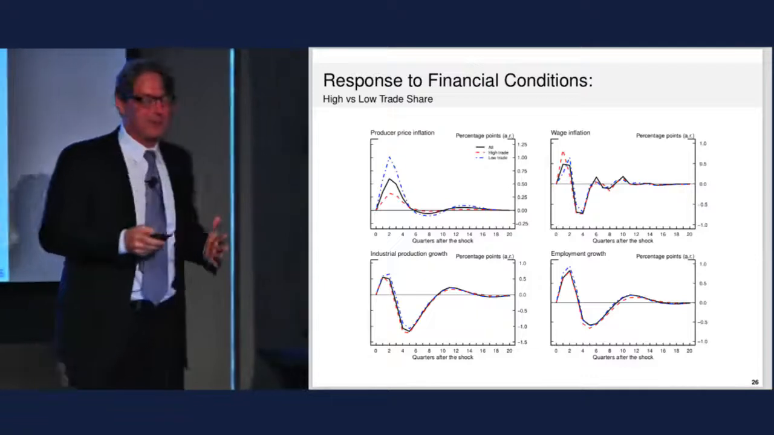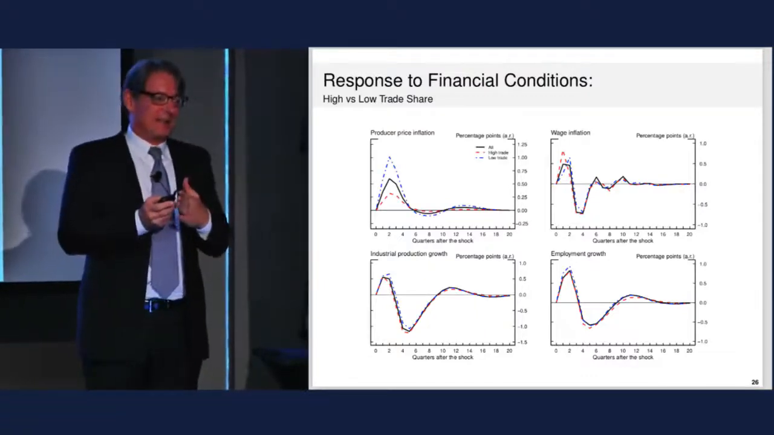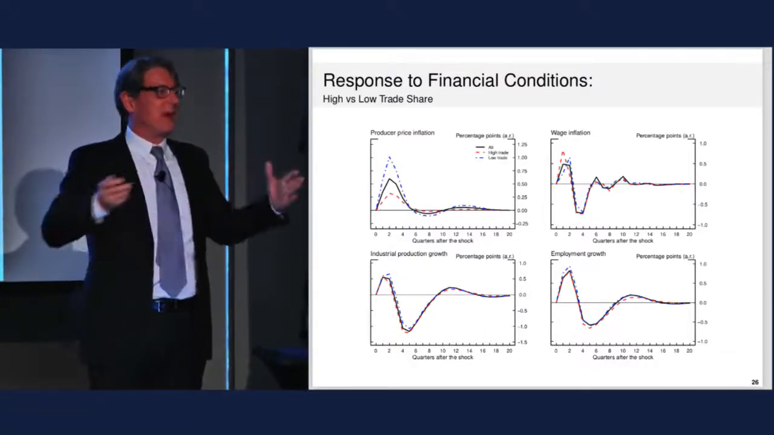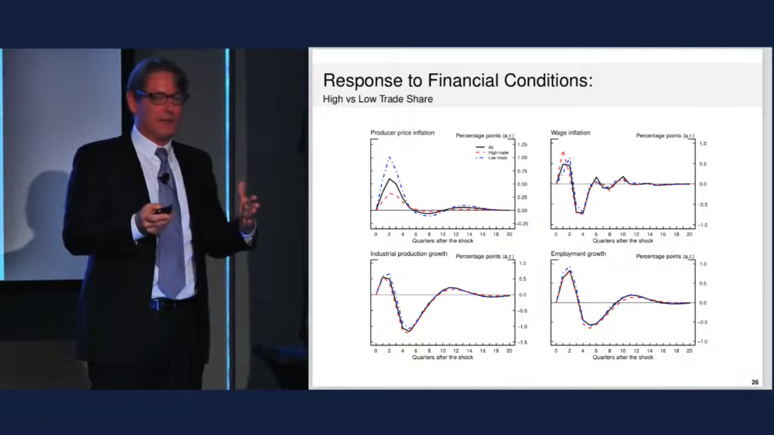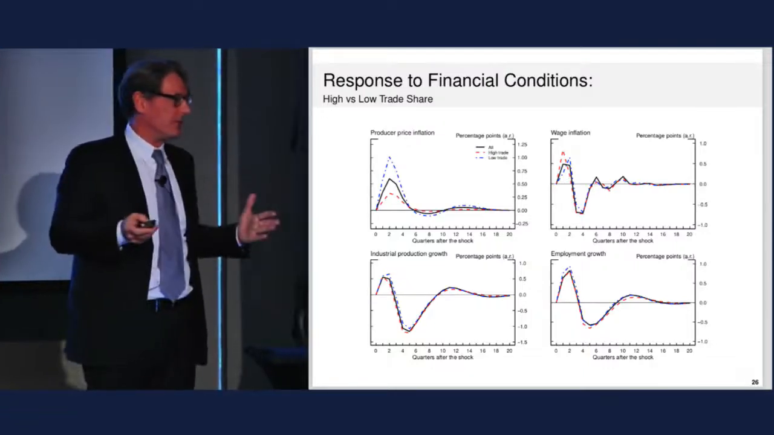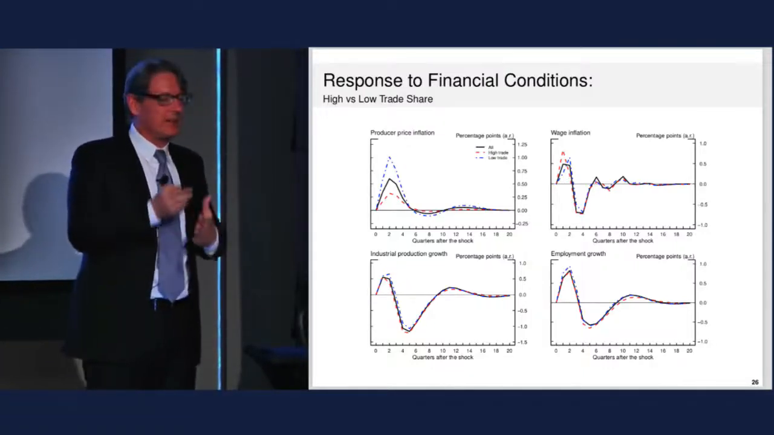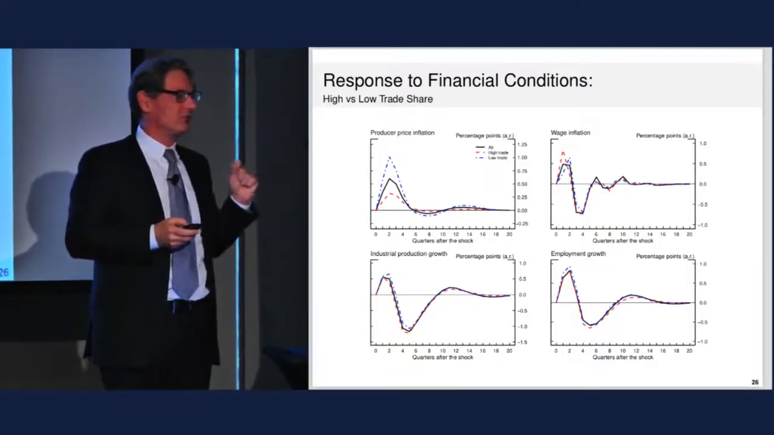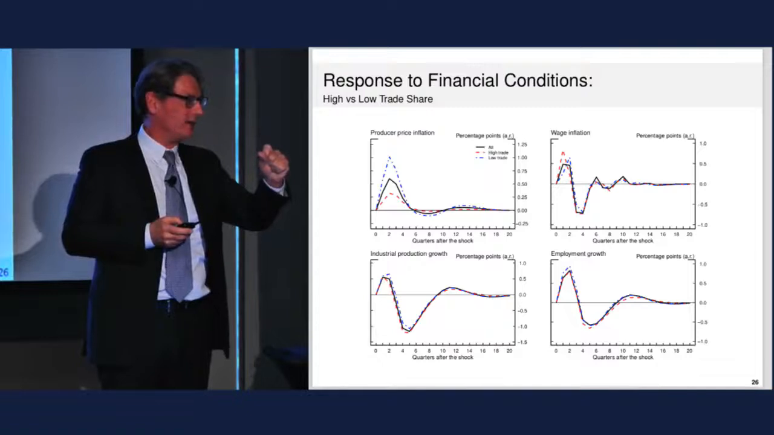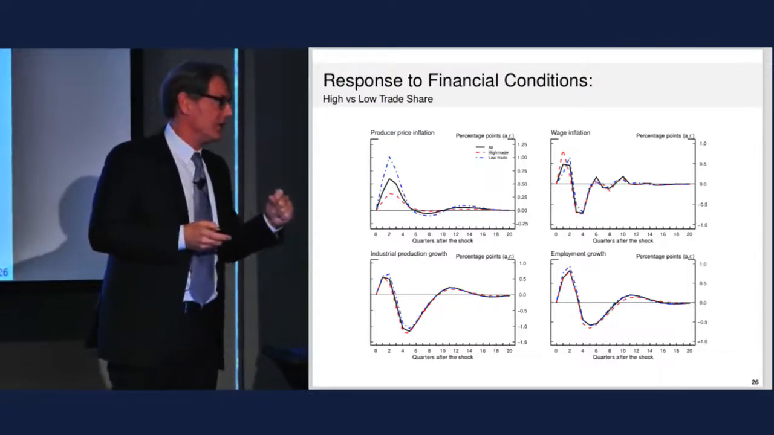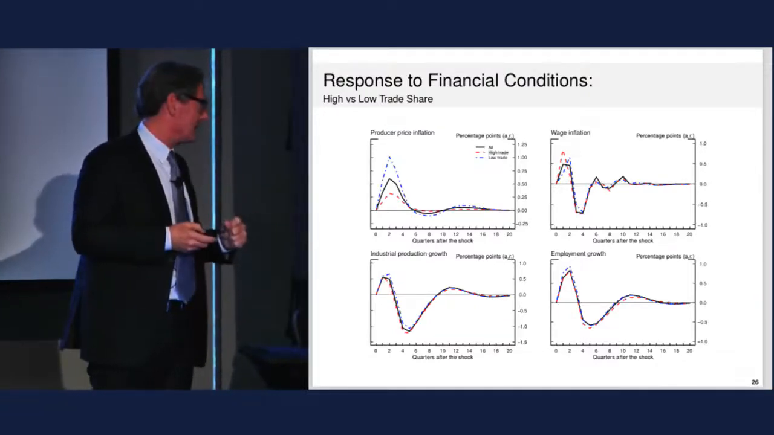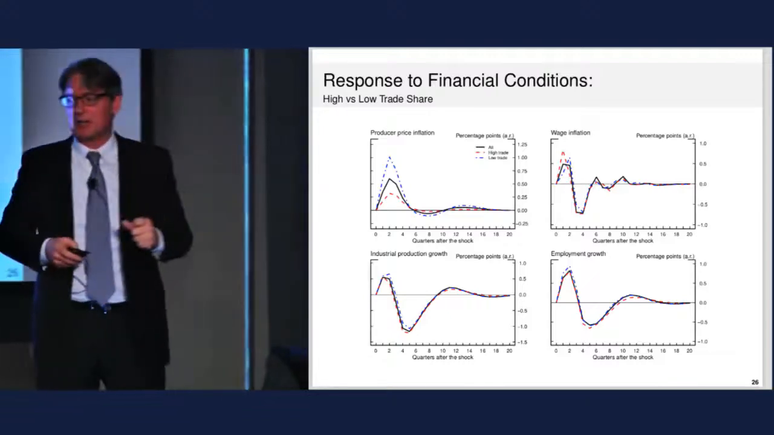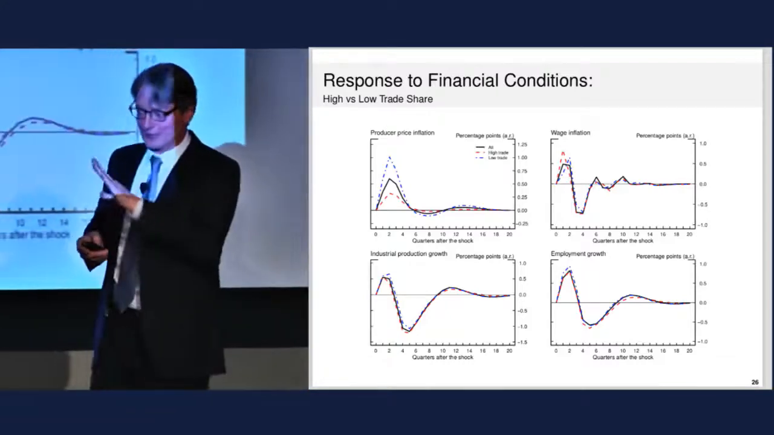But basically, what's going on is that if you look at the output responses, they all look the same, and the wage responses and the employment responses all look the same, but there's a big difference in the price response. The price response to the non-traded or the low-traded industries is 3 times larger than the price response to the traded industries. Okay, so there's a nice picture in the paper that shows you that.